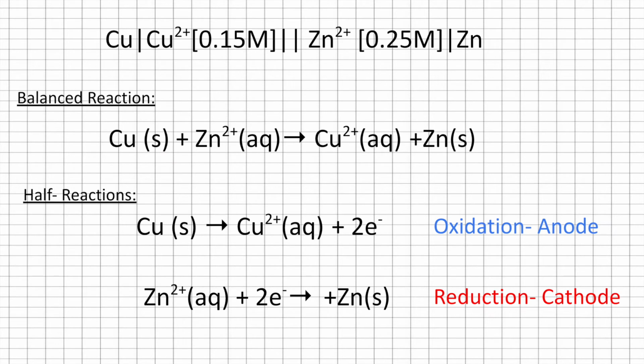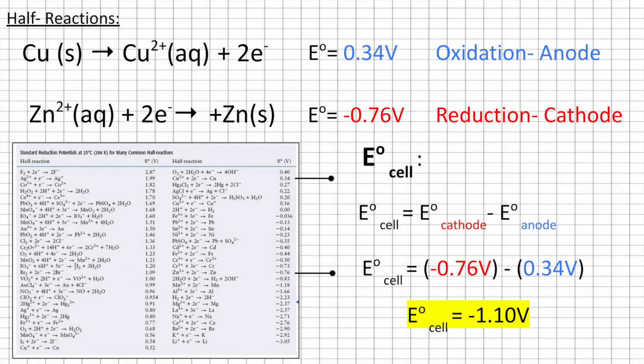We first begin with writing out the balanced reactions from the electrochemical cell, then we'll find the half reactions for copper and zinc. Since copper is being oxidized from copper solid to copper plus 2, it is an oxidation reaction, making it the anode. And zinc is being reduced from zinc plus 2 to zinc solid. It is a reduction reaction, making it the cathode. Next, after finding the reduction potential for anode and cathode, we will plug it into the E0 cell calculation. Since this is a subtraction process, the answer will be in 2 decimal points, leaving the final answer of E0 cell equals negative 1.10 volts.